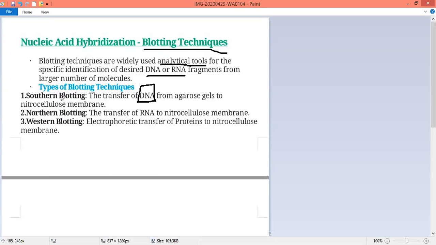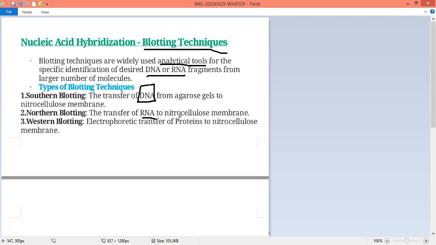This was first introduced by Edwin Southern in the year 1975. I'm repeating again, Edwin Southern in the year 1975. So it is helpful for the separation of DNA fragments on nitrocellulose filter membrane. And the Northern blotting technique is helpful for the separation of RNA fragments. So separation and visualization of RNA fragments can occur with the help of Northern blotting techniques.